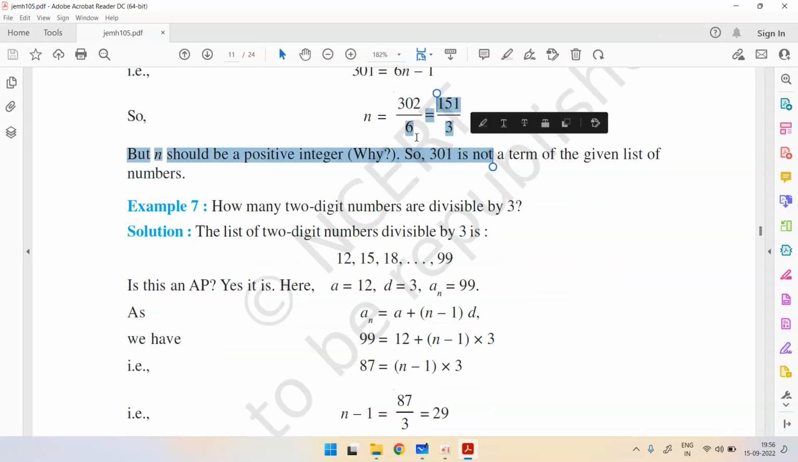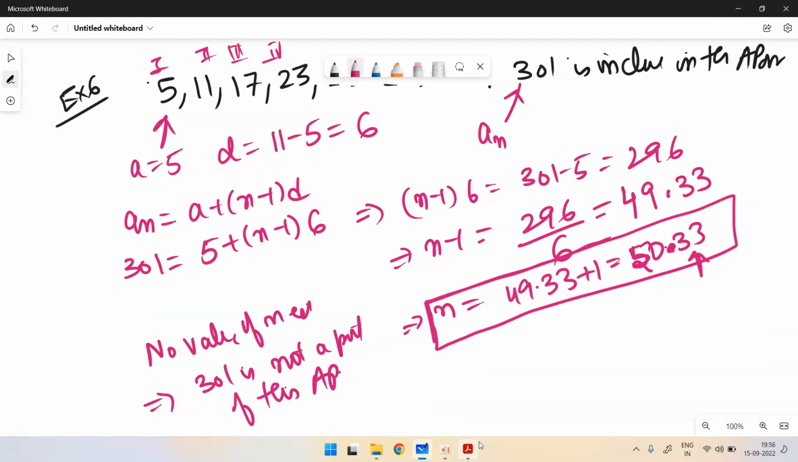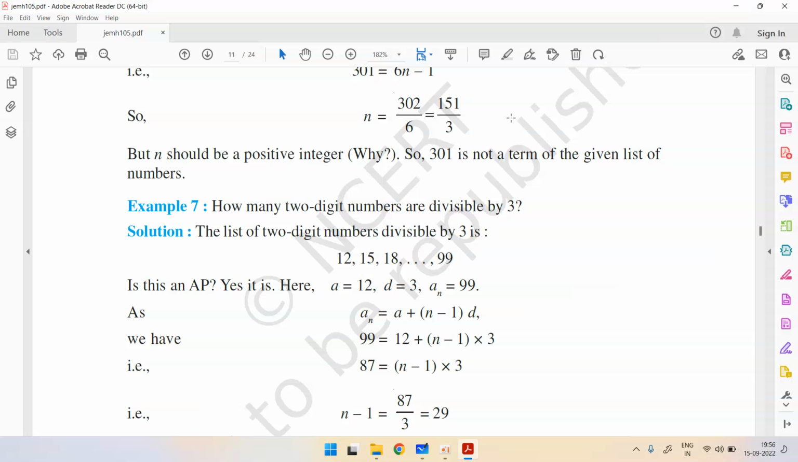151 by 3, and this is 50.33 only. Isn't that an integer value? You can say it's not an integer value.